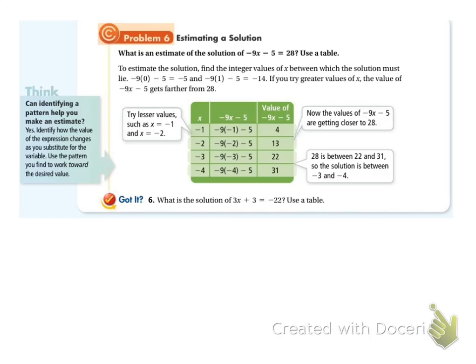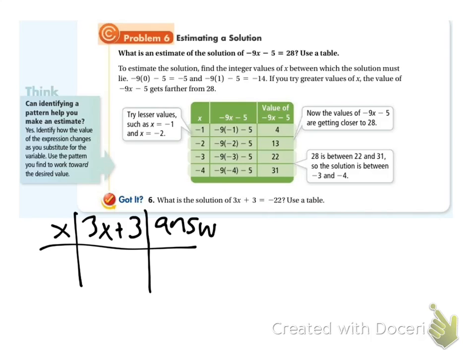Okay, so we're using a table again, but this time we're estimating a solution. My answer is not going to be a whole number. It's going to be a decimal. So I'm going to find the two values that it can be between to get my answer. So let's set up our table again. We're using x this time. 3x plus 3. And I'm looking to get negative 22.